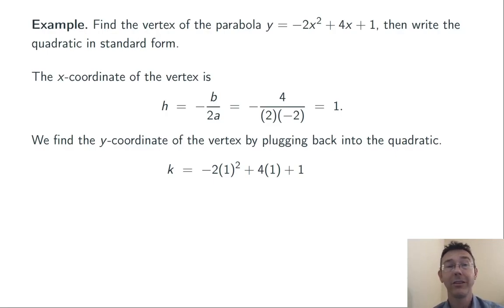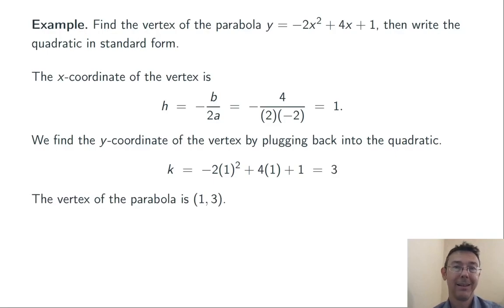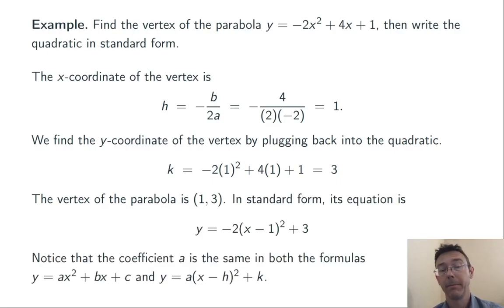After all, h is an x value for a point on the parabola. I plug h back in to get -2 times 1 squared. I'm sorry, I'm plugging in h here to get k. So I'm plugging in 1: -2 times 1 squared, plus 4 times 1 plus 1. Overall, I get 3. So the vertex of this parabola is going to be the point (1, 3).